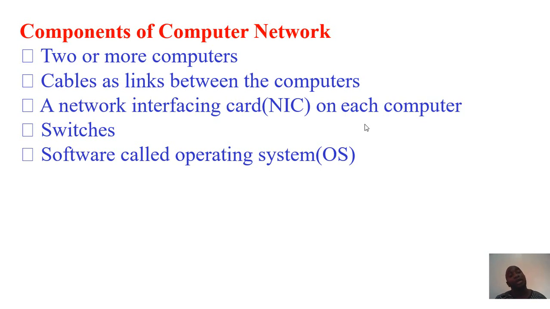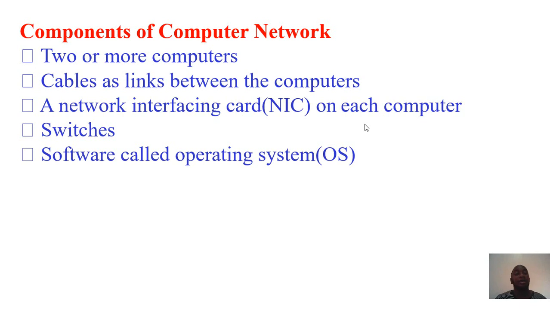Let's move on to another component. Another component is a network interface card on each computer. Every computer or any device must have a network interface card. This is a device, or a plugin, that should be in every computer that allows a computer to access a network. When you don't have a network interface card and you're connected to a network, you cannot access the network because you have to have the network interface card.